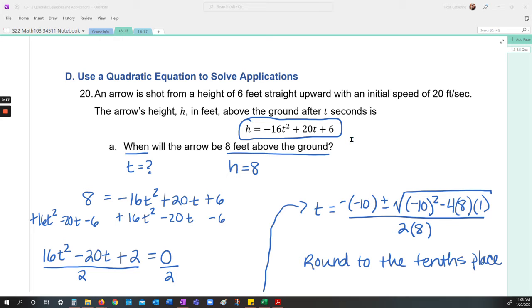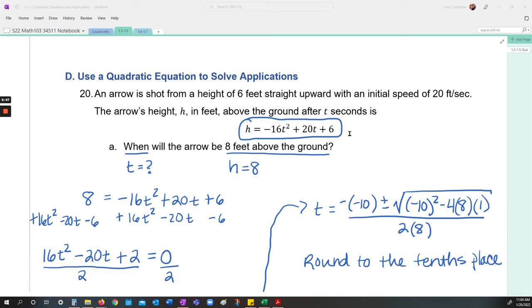So we have that an arrow is shot from a height of 6 feet straight upward with an initial speed of 20 feet per second. The arrow's height h in feet above the ground after t seconds is h equals negative 16t squared plus 20t plus 6. And so I talked about the 20 is coming from that initial speed. The 6 is that initial height. The negative 16 I didn't talk about. That actually comes from gravity. So it's negative because gravity is pulling down on the arrow.